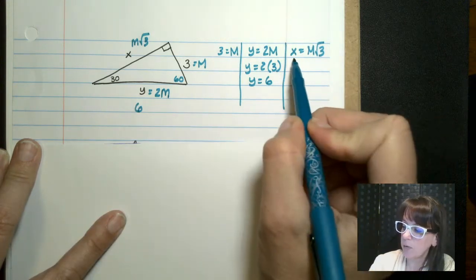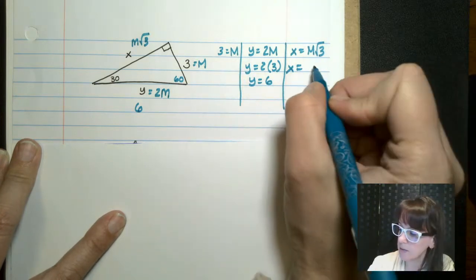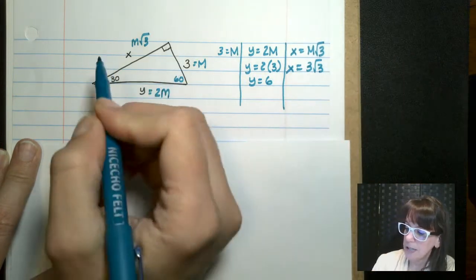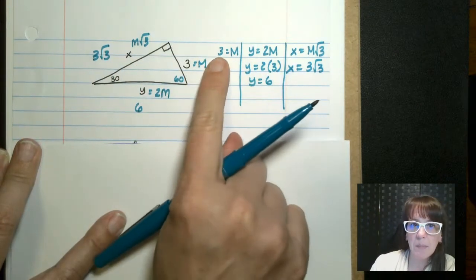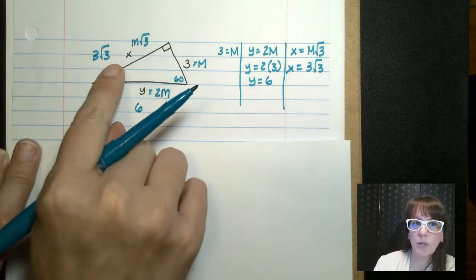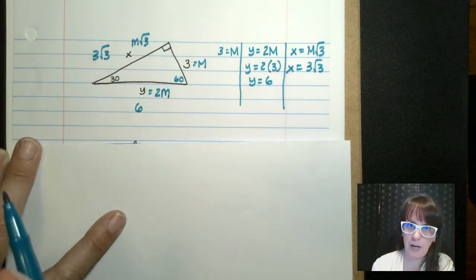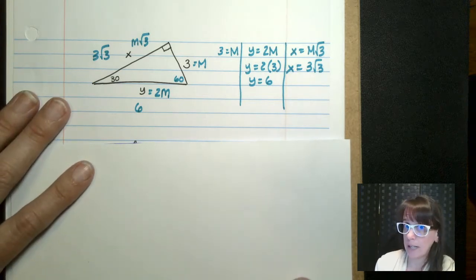Now over here we have x equals m root 3, and we know our m is 3. So it's 3 root 3. This side over here is 3 root 3. Now, I use m for my variable. You can change that. I just don't use x or y if you're solving for x or y. Use a or something like that if there's an m already in the problem.